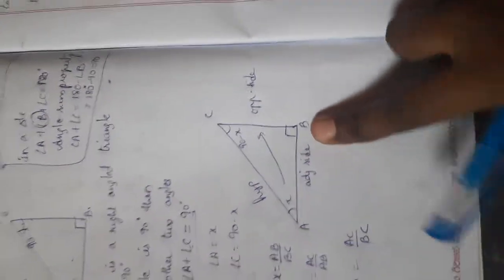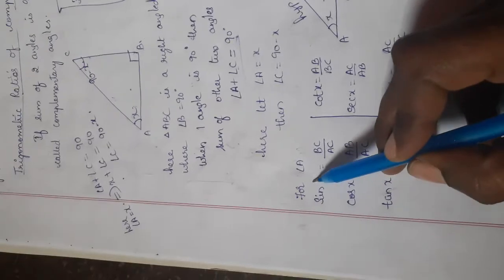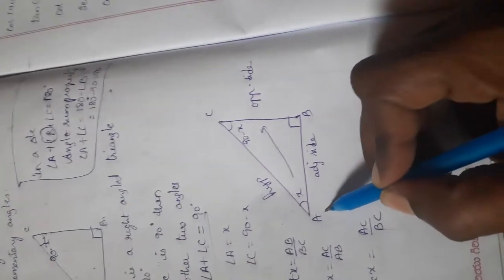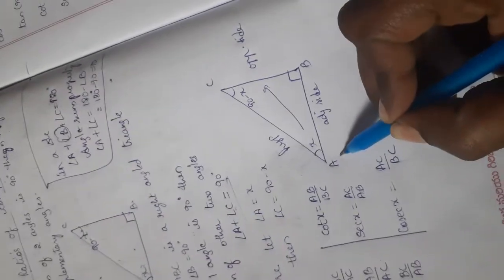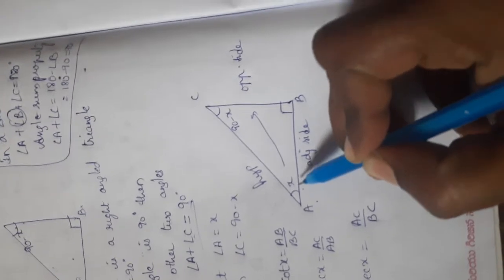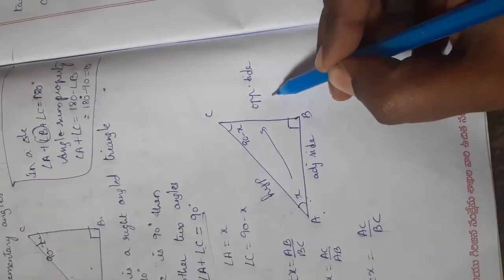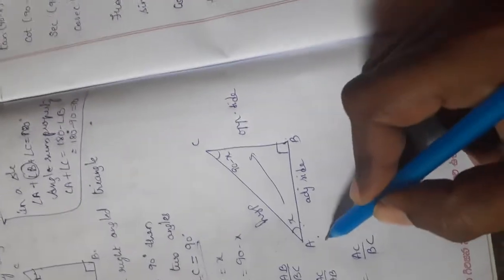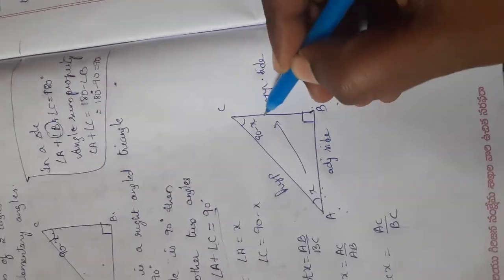Okay, children. So now see, I have taken this triangle, considering angle A. Now we are going to find out the trigonometric ratios. Opposite side by hypotenuse, adjacent by hypotenuse, we know them. Yes or no? So here we are taking angle A as our base angle. So here angle A is nothing but x. Okay, for this x, what is the opposite side? BC is the opposite side. Adjacent side is AB. Hypotenuse AC.